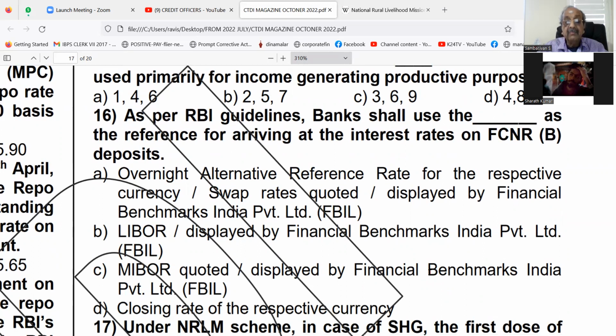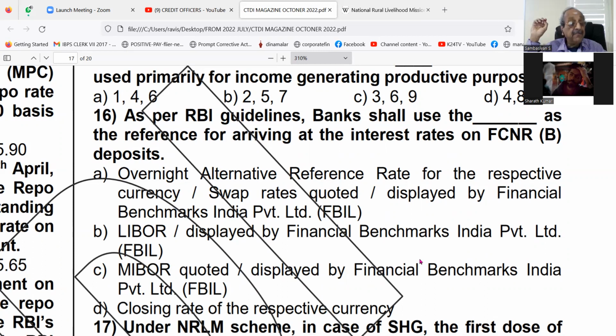Question number 16. As per RBI guidelines, banks shall use the dash as the reference for arriving at the interest rates on FCNR B deposits. FCNR B, B means bank. FCNR B bank deposits, the responsibility is in the hands of the bank. Initially, when FCNR was introduced, the responsibility was taken care of by RBI, but now it has become the bank's responsibility. The answer choice for that is A.